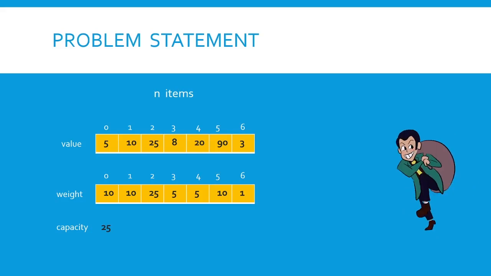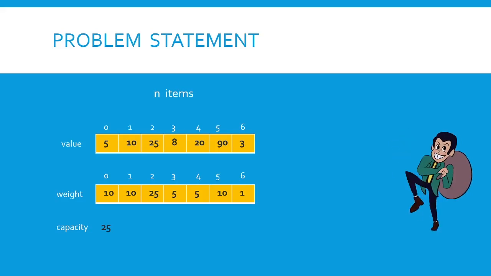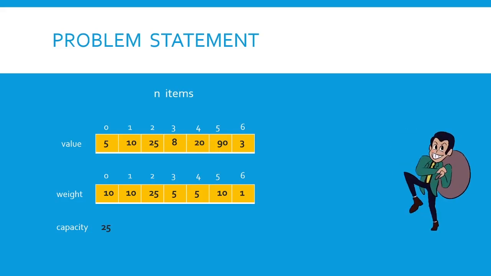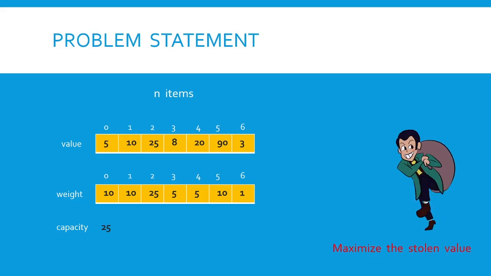So he has to make the maximum profit, and the way he can do that is by stealing the most valuable items he can steal from that house. And he also has to keep in mind that he cannot exceed the capacity constraint. So in this given situation, the task is to help this thief figure out how he can maximize the value stolen. Feel free to pause the video here, and then I'm going to give you the solution.